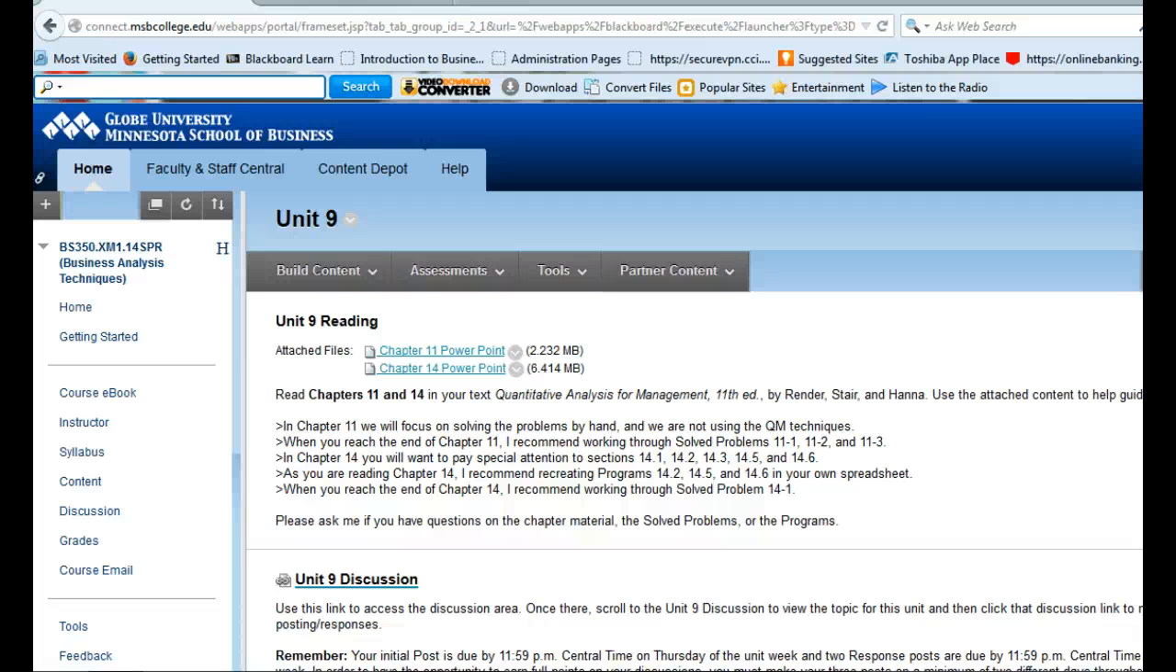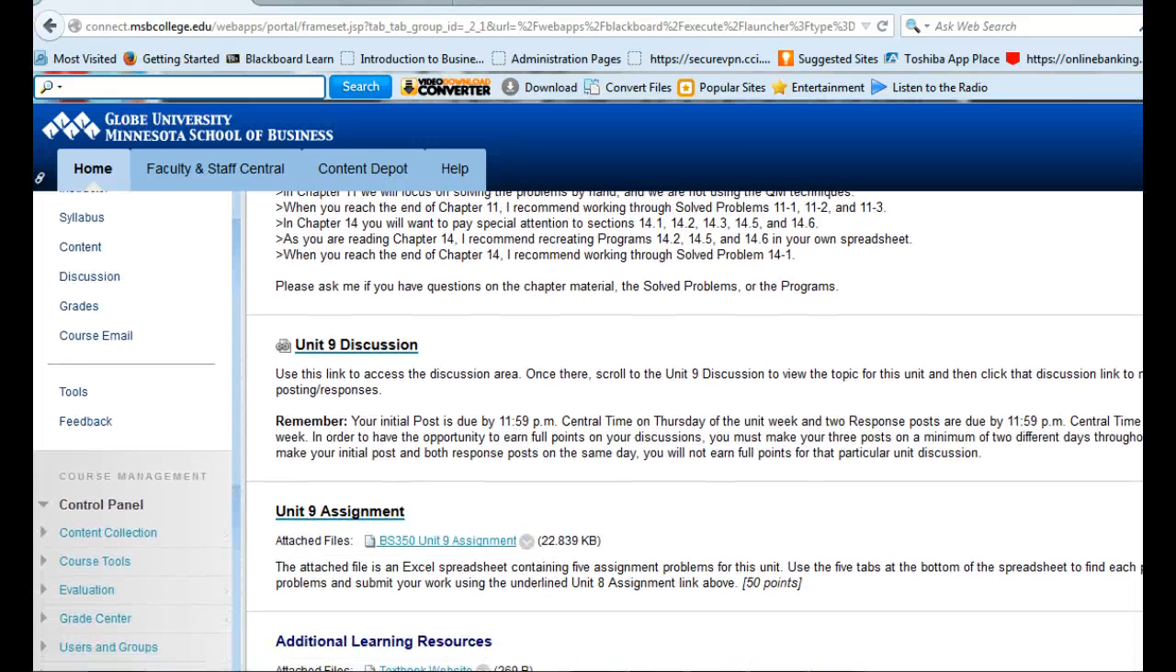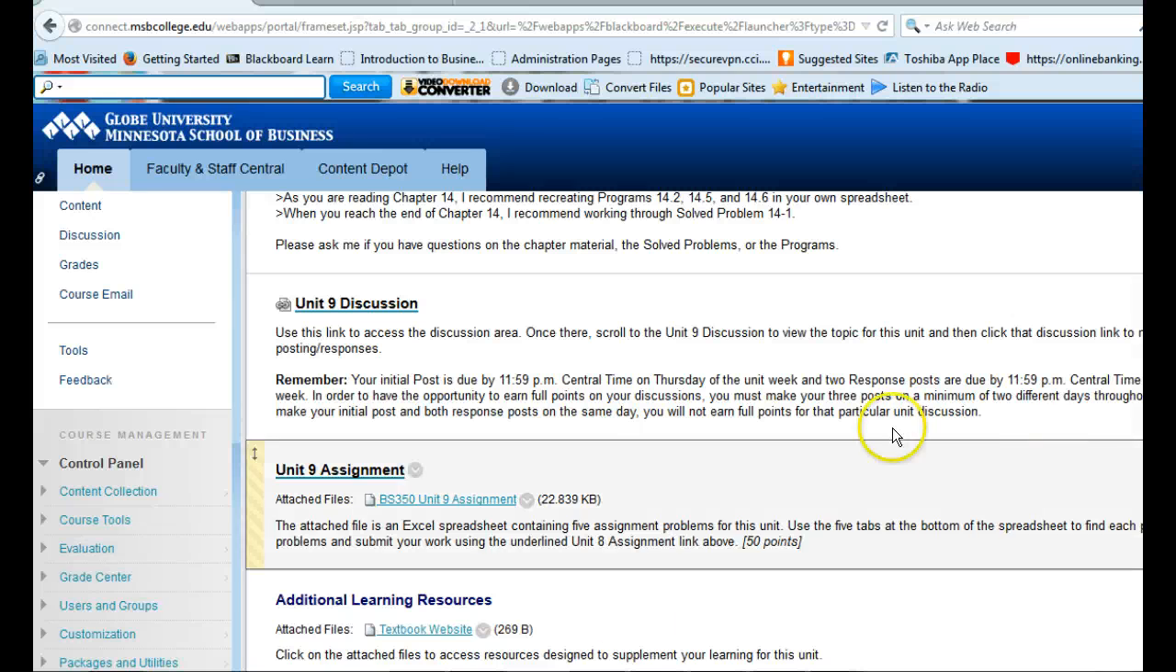And again, we're not using the QM techniques. We have not used that throughout the quarter. So we're just going to focus on the areas of chapter 11 and 14 that talk about using Excel. You do have a discussion this week that talks about the benefits of simulation.